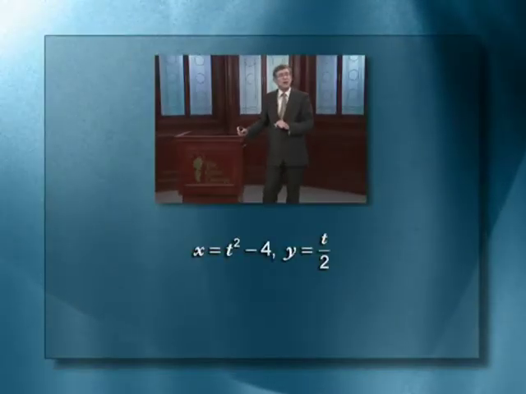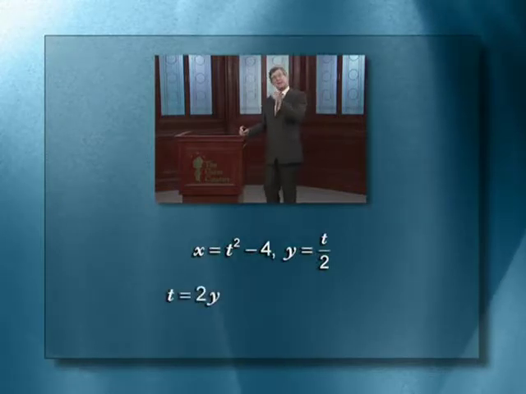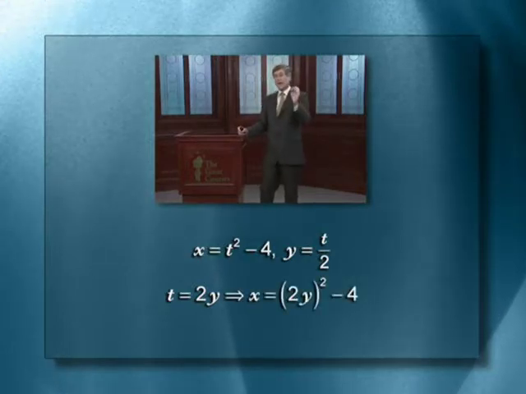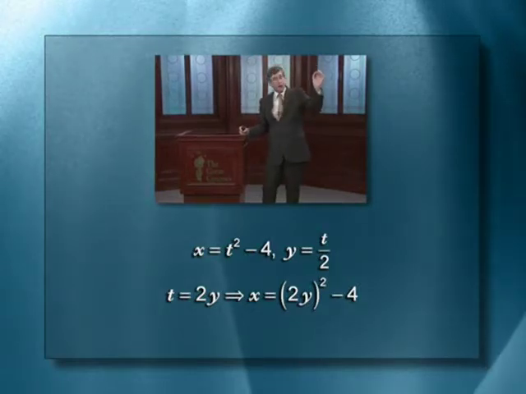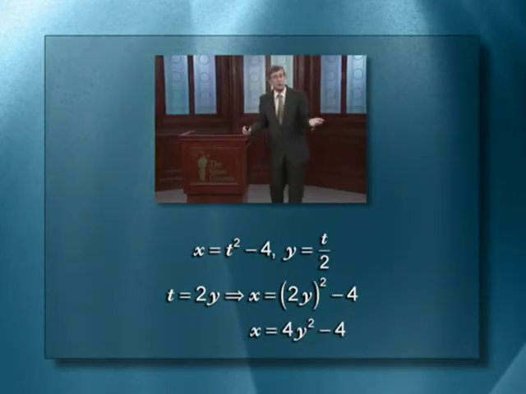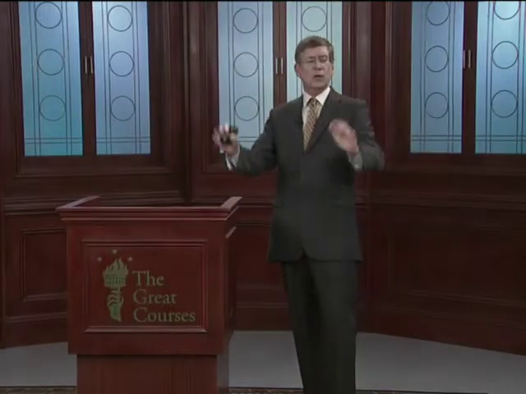Here's how you could do it. Notice the equation for y is t over 2, so that means that the variable t equals 2y. And take that value and plug it into the equation for x. And you'll get x equals, instead of t squared, you get (2y) squared minus 4. In other words, x is 4y squared minus 4.